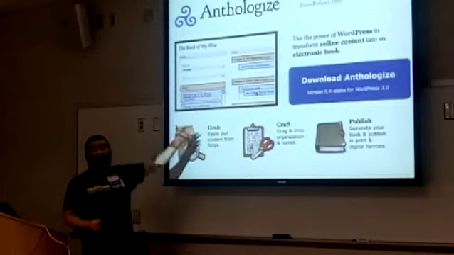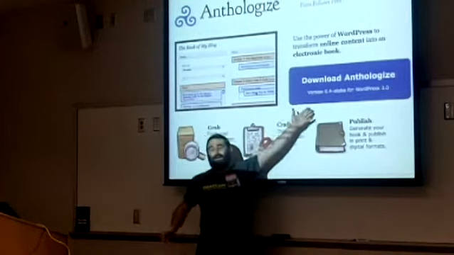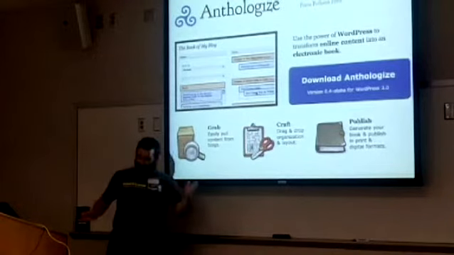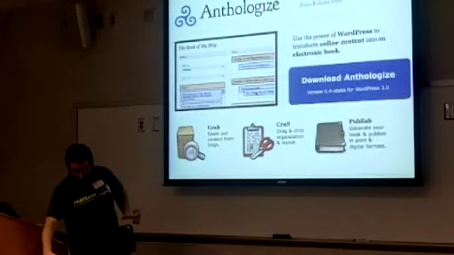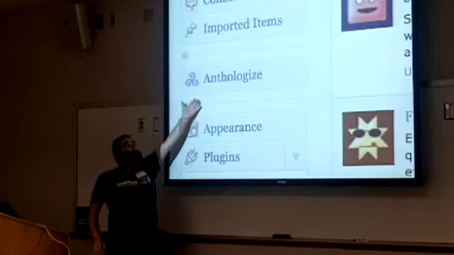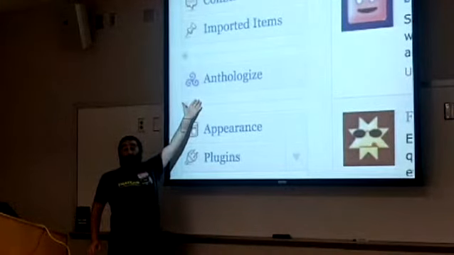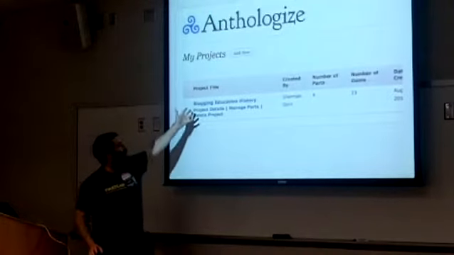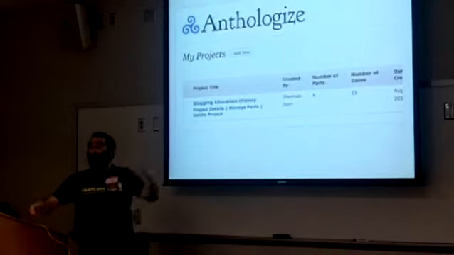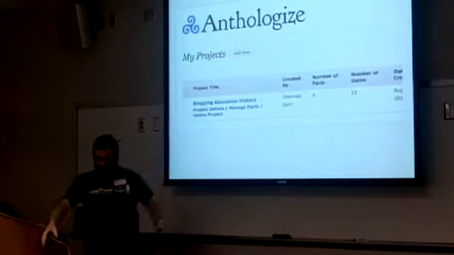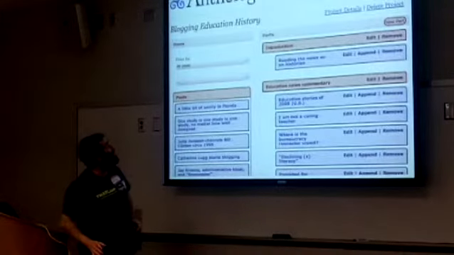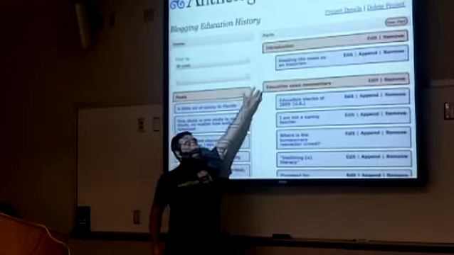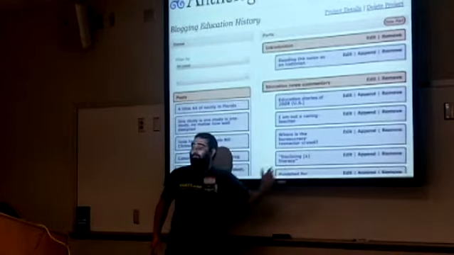You could do this. By the way, it's in alpha. It was released 0.3 alpha, August 3rd. But it still actually works. This is in the middle of my dashboard. It appears as this. You click it, you create a project. This is my project because I wanted my students to get a sense of how I think about the history of education. On the left-hand side is a list of posts. On the right-hand side are the posts that I have pulled into the particular project.